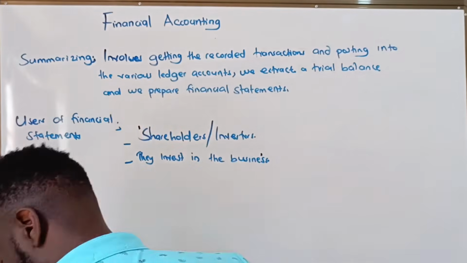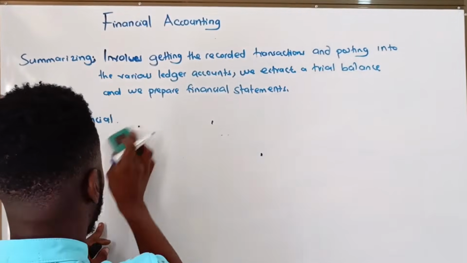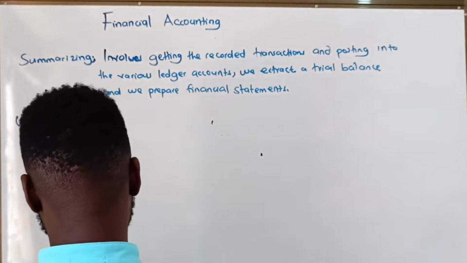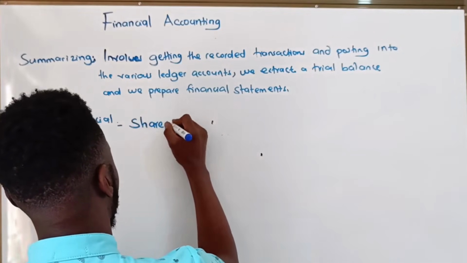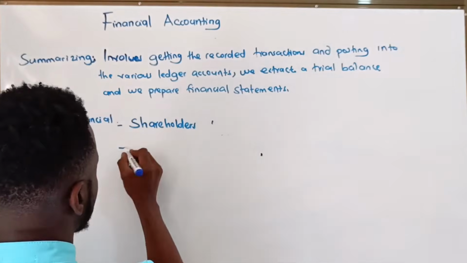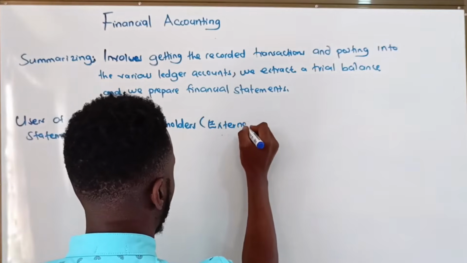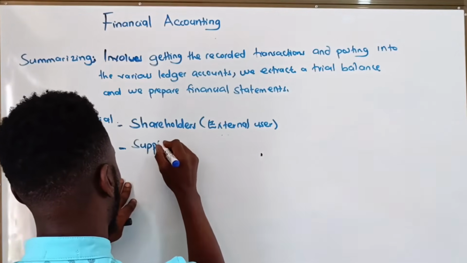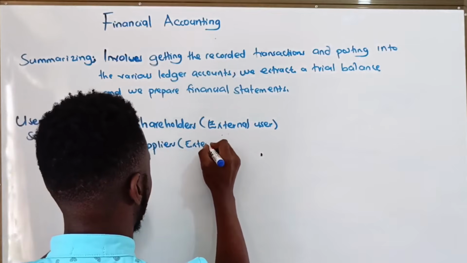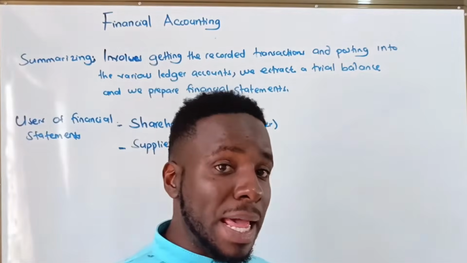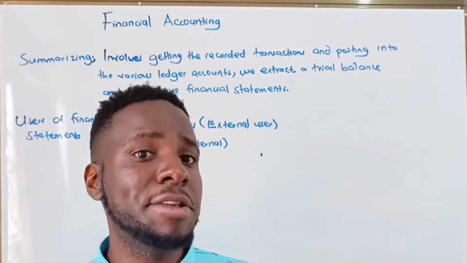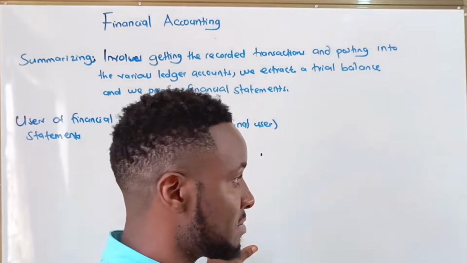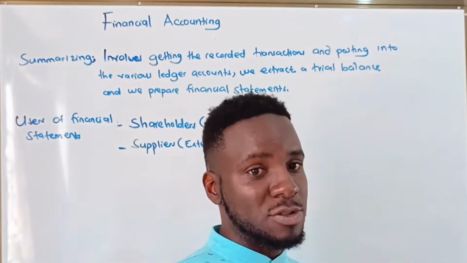So you have talked about the use of financial statements. We have the shareholders, this is an external user. We have suppliers, external. Sometimes suppliers use the financial statements. For example, if we take goods on credit, they need the financial statements to see whether we shall be able to pay them. So that's how suppliers use our financial statements.